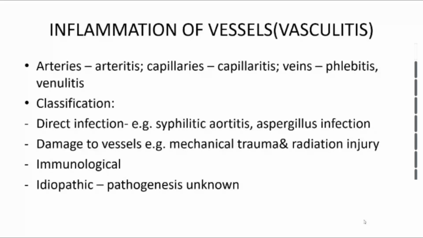And so we have a classification of these inflammations where you can have direct infection. For example, syphilis can affect the aorta, and so you end up with what we call syphilitic aortitis. You can also have Aspergillus infection. I suppose you'll be able to look at this infection in another subject, probably microbiology. I'm sure you'll be able to know what kind of infection that one is. Then you can have damage to vessels, for example, by mechanical trauma and radiation injury. Of course, there can be a lot of injuries, including maybe during surgeries.